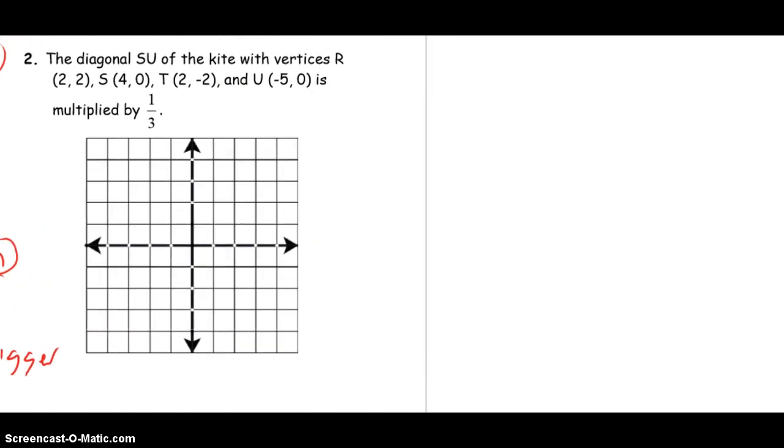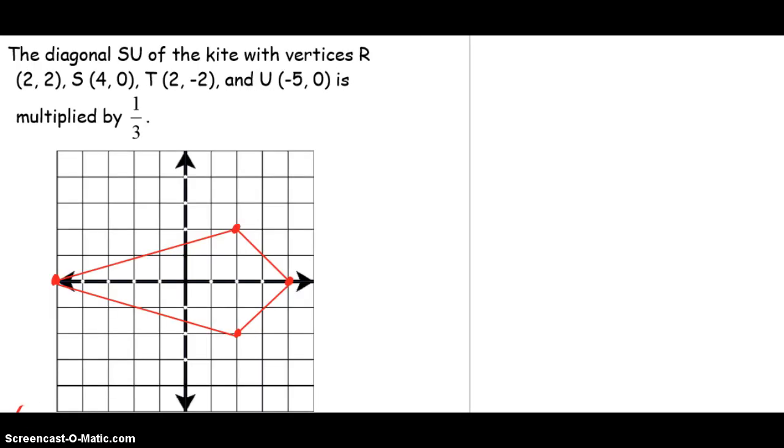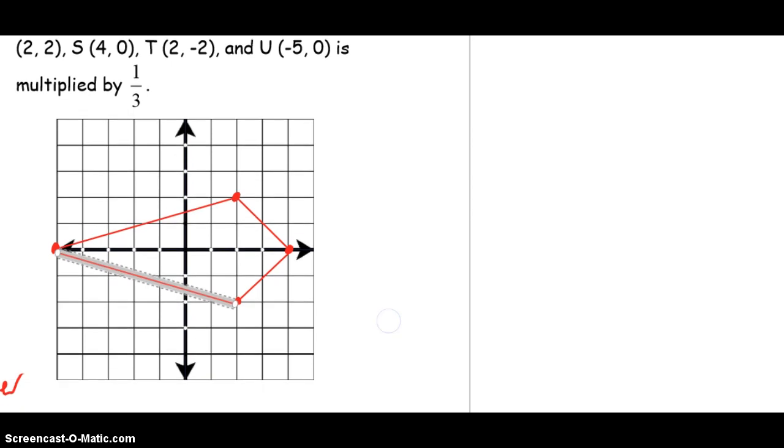Okay, let's try this one. The diagonal of SU of a kite with vertices and then all these points is multiplied by 1/3. Well, I could sketch a graph here, and I'll show you what that looks like. So I've been kind enough to plot those points for you. You can see this is what the kite looks like. But actually this isn't really going to be necessary in helping us answer the question, because if we write down what the area of a kite is, we've already learned that a kite is diagonal 1 times diagonal 2 divided by 2. That is the area.